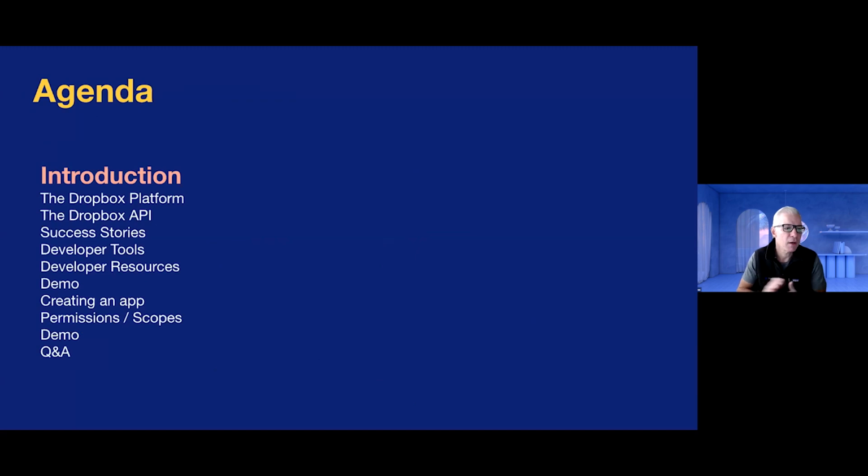So we're going to talk about the Dropbox platform, Dropbox not only as a product, but as a platform, the API that allows other applications to integrate with Dropbox. We're going to talk about some companies, partners, and customers that have been using the Dropbox API. We'll look at the tools and resources available. We're going to do a couple of demos as well, and show how to create an app and configure permission scope so that your app is ready to connect to a Dropbox account. In the end, we have some time for questions and answers, so hopefully we'll have ample time for your particular needs.